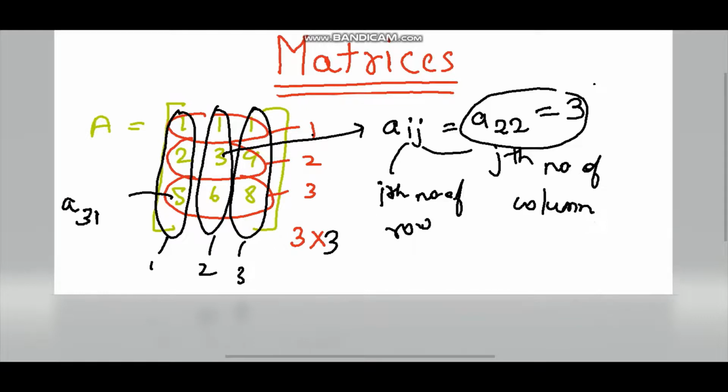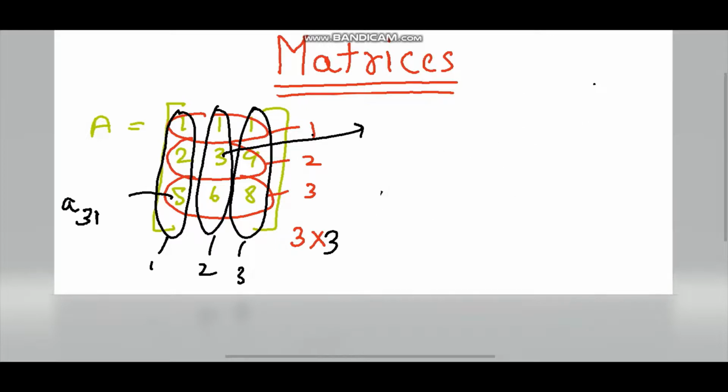So my matrix can be denoted as A is equal to aij, m into n. I guess now it is crystal clear what a matrix is.